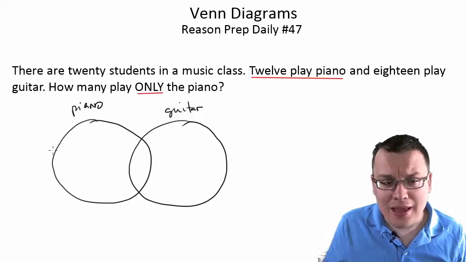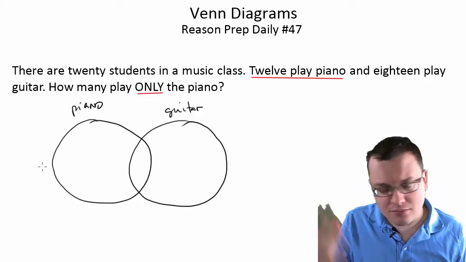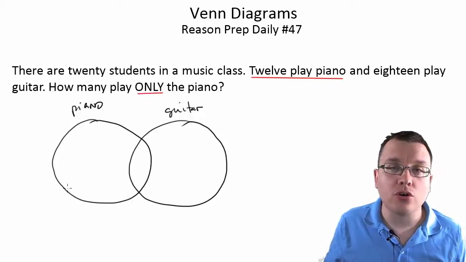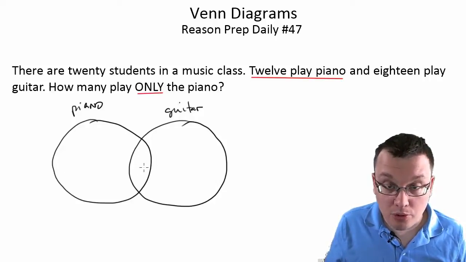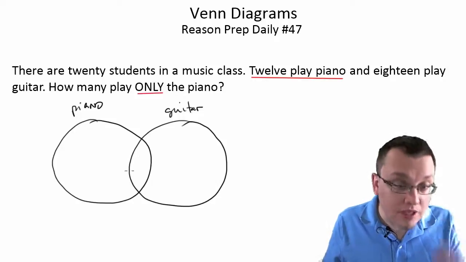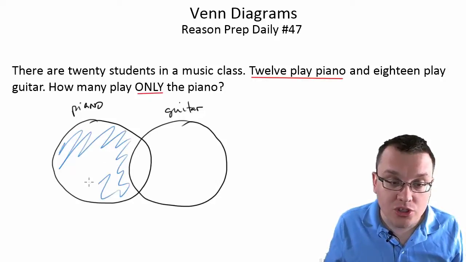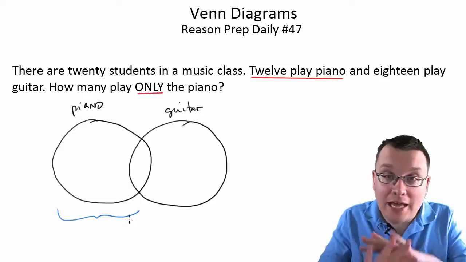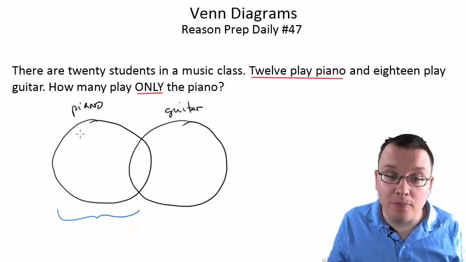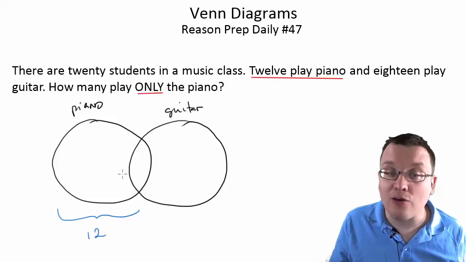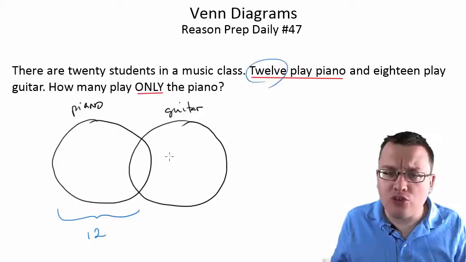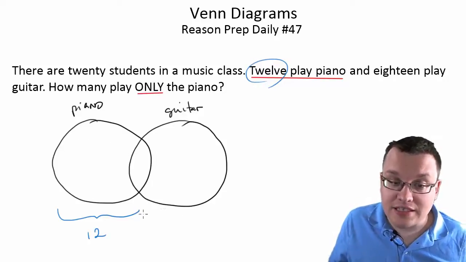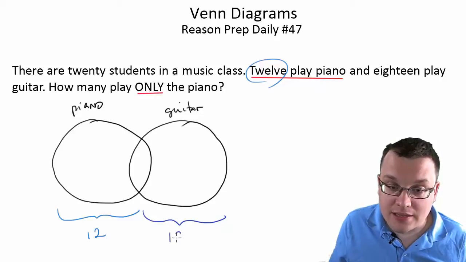It makes it a little bit less abstract and a little bit easier to follow. If we're looking at this whole circle, which is the people who play both instruments and the people who play only piano, which is just this portion of the circle, this whole circle is going to be the number of people who play piano, period, whether they play just the piano or play both. So we're going to label this 12. 12 play piano, so 12 is going to go in this circle. This circle then is going to be the number of people who play guitar, and that is 18, according to the problem.